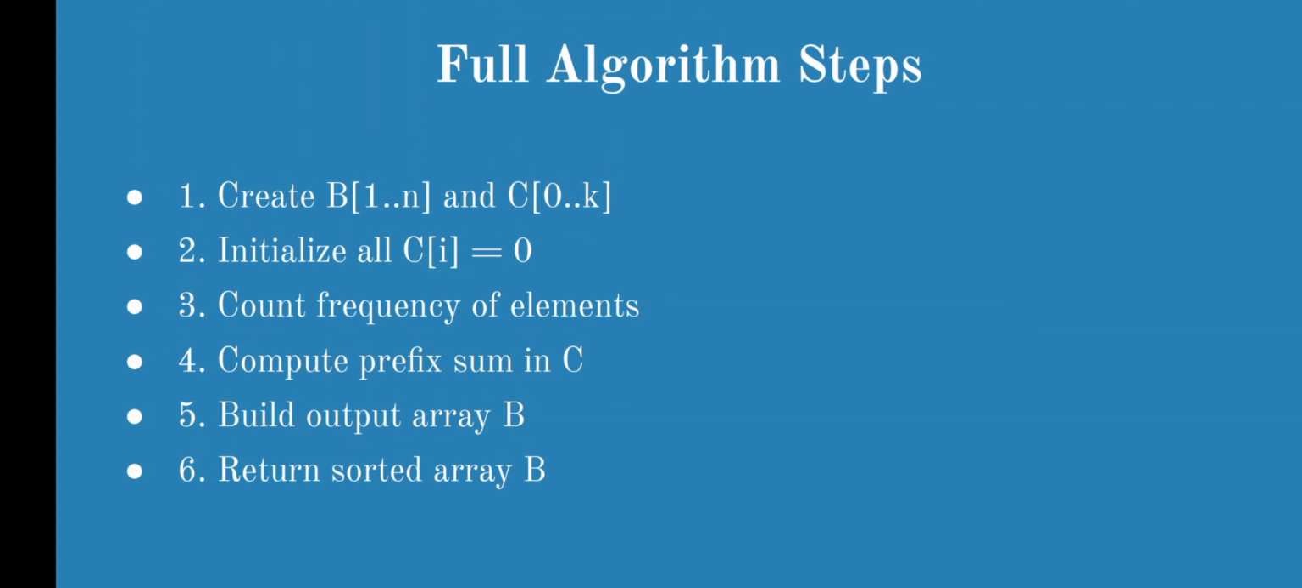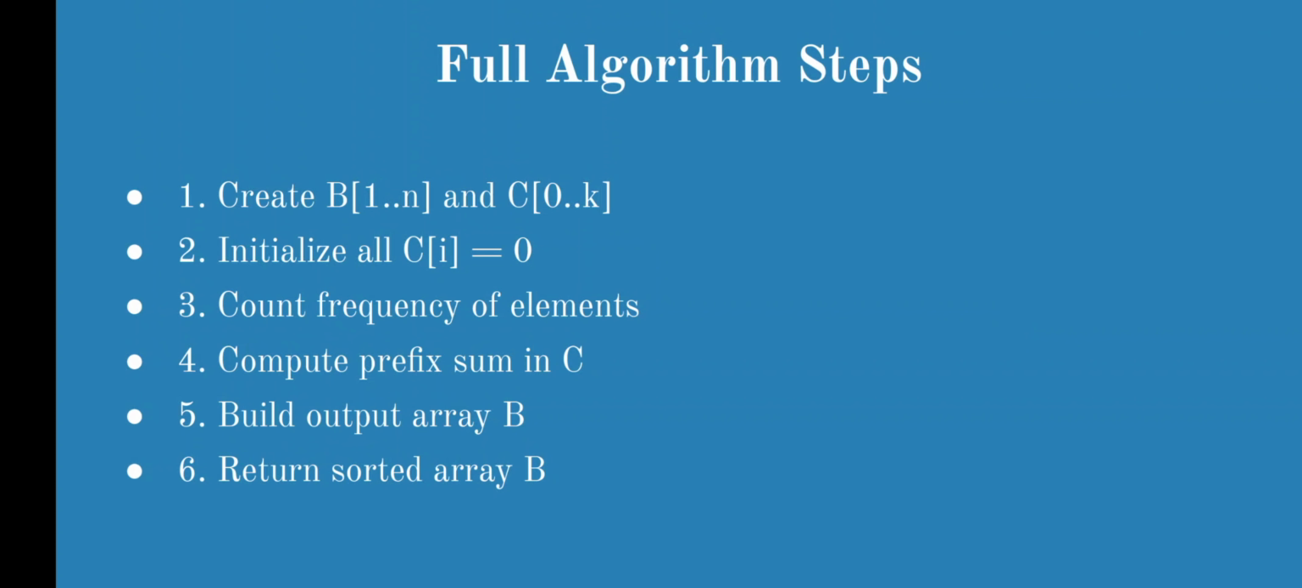At the first step, we will create two arrays. First array is the B array, that is 1 to n, and second array is C, 0 to k, where n is the number of elements. Let's say if we are having 7 elements, then B will range from 1 to 7, and let's say the maximum element is 8, then C will range from 0 to 8. So that was the first step.